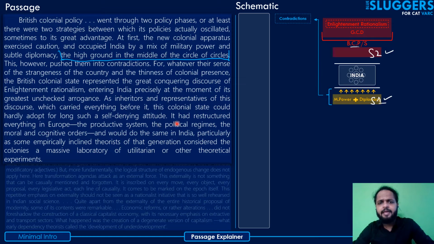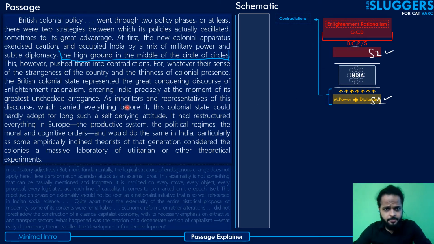What does the author refer to by saying self-denying attitude? The expression self-denying attitude is basically a reference to the application of the first strategy, where the British had been cautious. Okay, let's occupy the country with diplomacy and some military power, but let's not interfere much. That was the first strategy, right? And it was not able to keep up with that. That strategy ended up being contradictory to it.